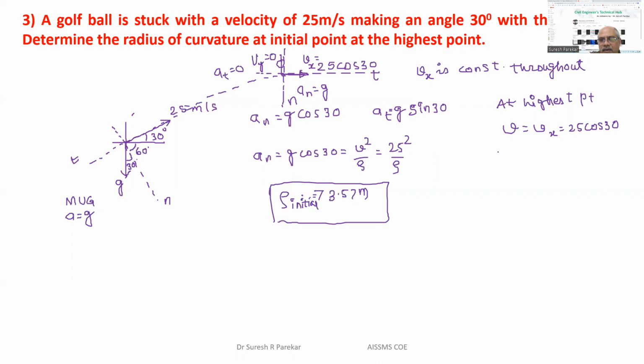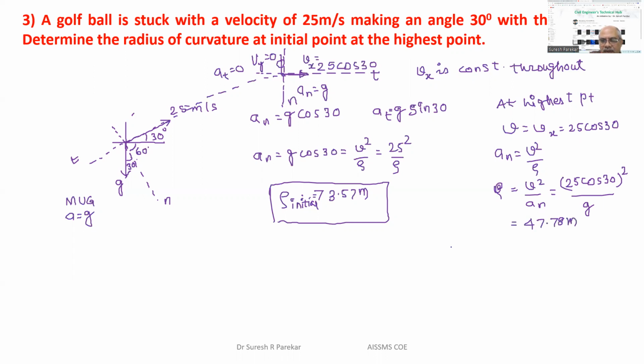And therefore we have An is V square by rho. Now An is G, and therefore rho is equal to V square by An. V we have 25 cos 30 whole square divided by An is G. And from this we will get 25 cos 30 square divided by 9.81 is 47.78 meter.